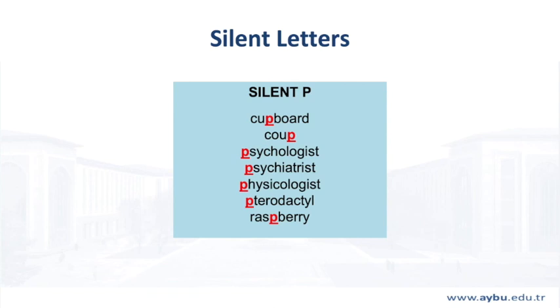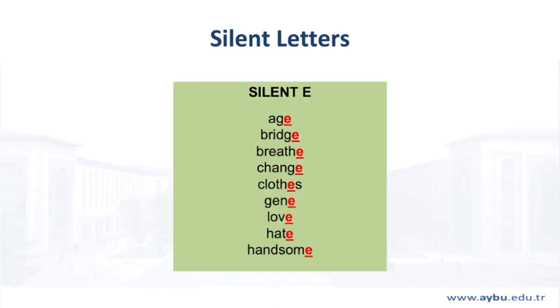And our final silent letter is silent E. As you can see, it's more or less at the end of each word here. And the way you should pronounce these words should be age, bridge, breathe, change, clothes, gene, love, hate, handsome.